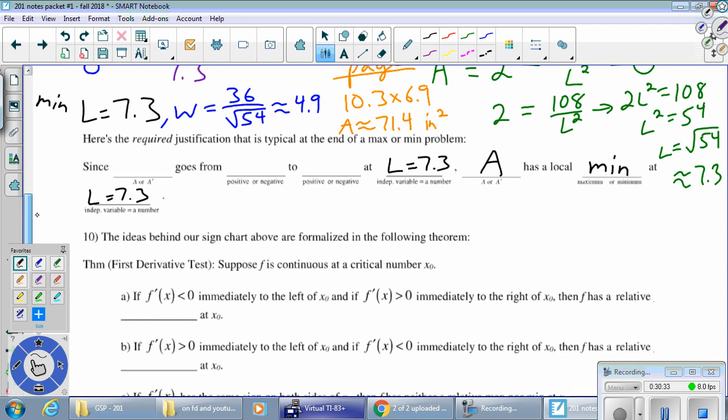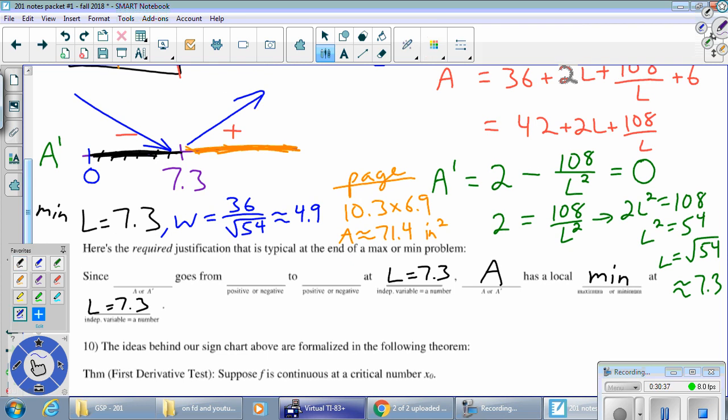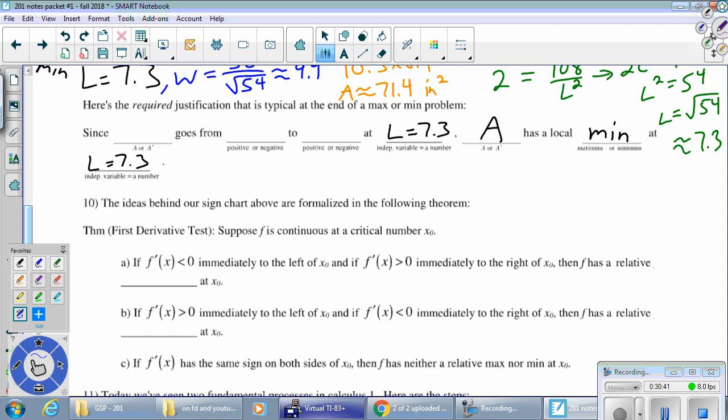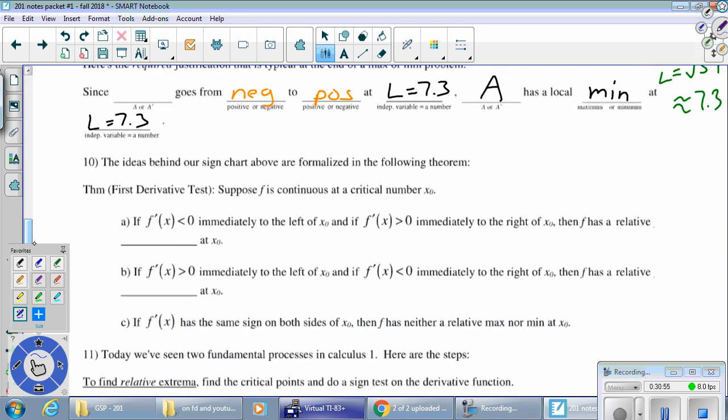It says something goes from either positive to negative or negative to positive. So let's take a look. On the left-hand side was negative, on the right-hand side was positive. So we go from negative to positive. And what function went from negative to positive? Well, the function that we got the negative and the positive from was A prime. It's labeled right there. So that's what goes in this first one.